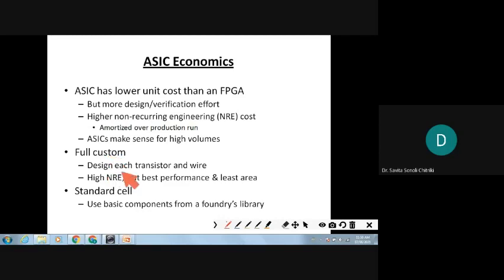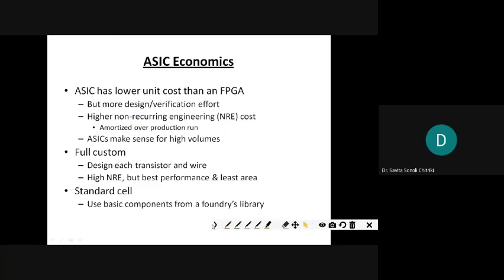Full custom design: each transistor and wire, high NRE cost but best performance and least area. Because you put in only as much memory as that particular application needs, only as many IO lines as needed. So that's why high NRE but best performance and least area. Standard cell uses basic components from a foundry library. That means whatever inbuilt components are there, only those you are going to use, right?